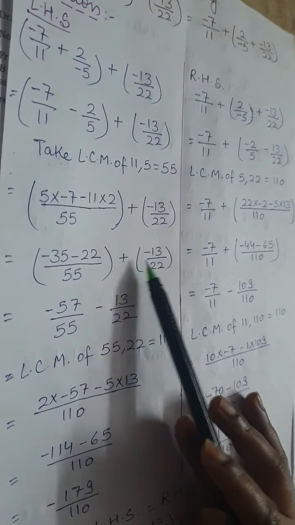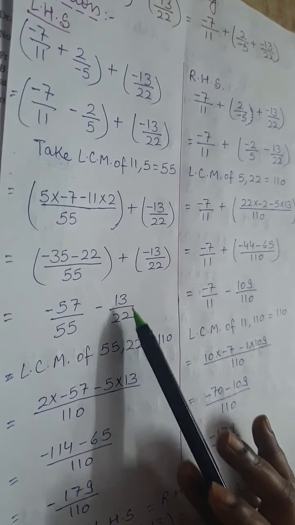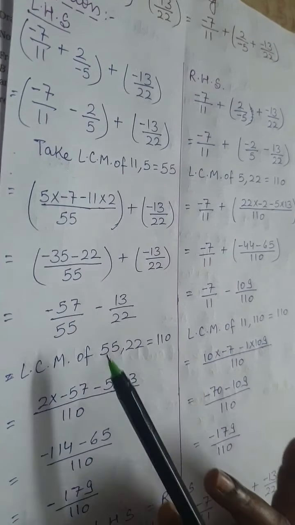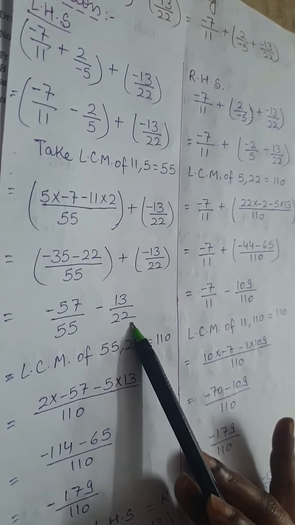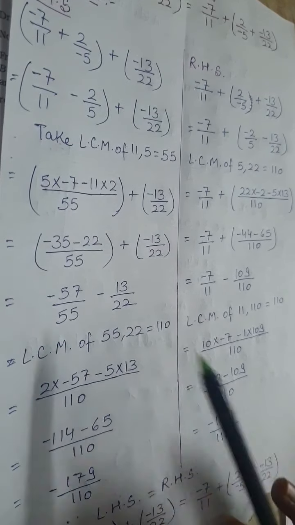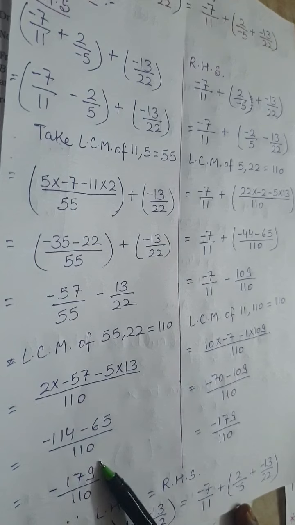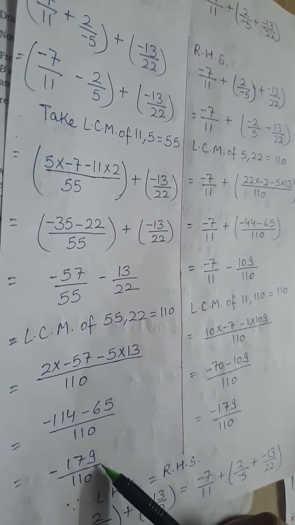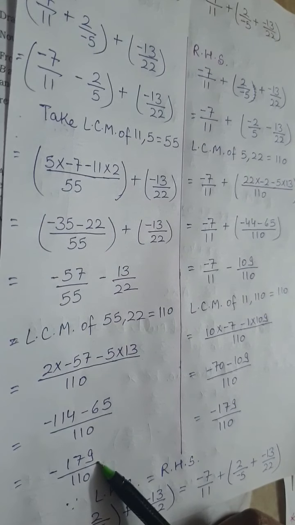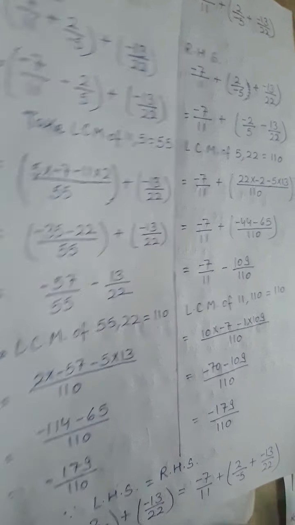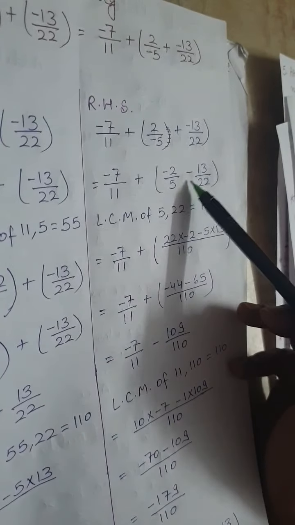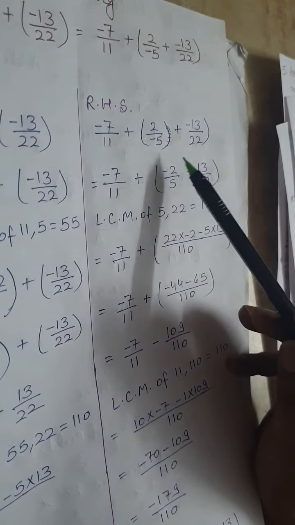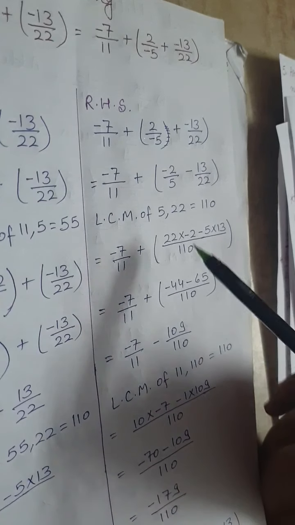-57/55 plus minus -13/22. Now we have to take LCM of 55 and 22. The same procedure we have to follow. Then at last what we get, -179/110. In the same way we have to solve the RHS. इसी प्रोसेस से हम क्या सॉल्व करेंगे, RHS.